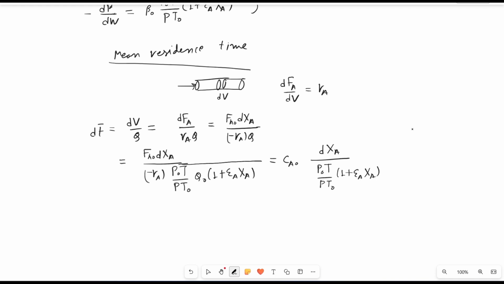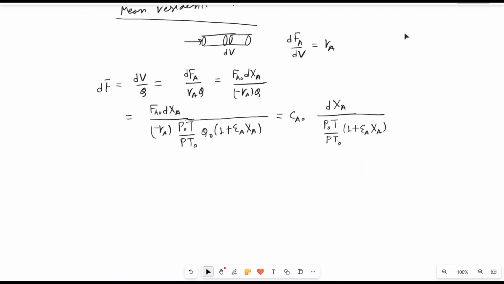Hence the total residence time of the fluid, T bar, is equal to CA naught, integral from 0 to xA final, which is the exit, dxA divided by P naught T by PT naught, 1 plus epsilon xA. This is the final residence time expression, the mean residence time. The pressure and temperature profile can be solved for any PFR or packed bed reactor using material, energy and momentum balance. So this expression will give the mean time.